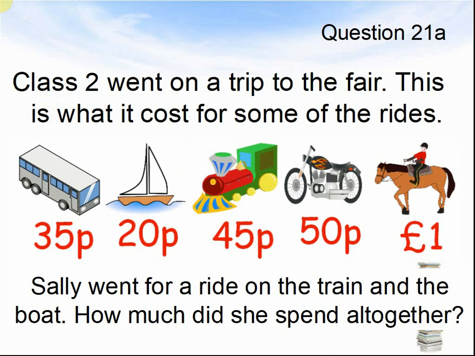This is what it costs for some of the rides. A bus ride, 35p. Going on a boat, 20p. Going on a train, 45p. Going on a motorbike, 50p. And going on a horse ride is £1.